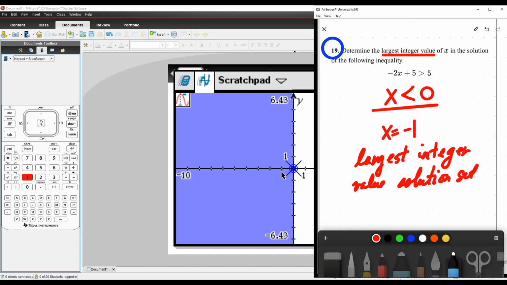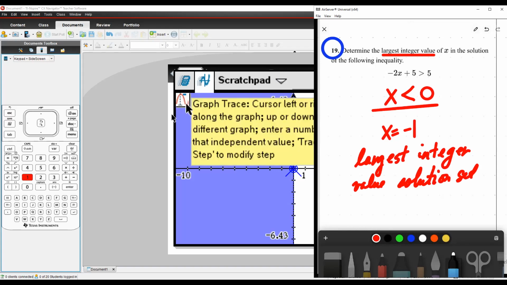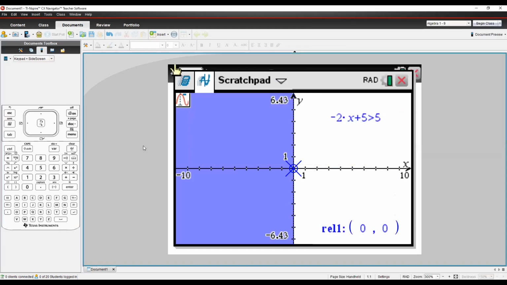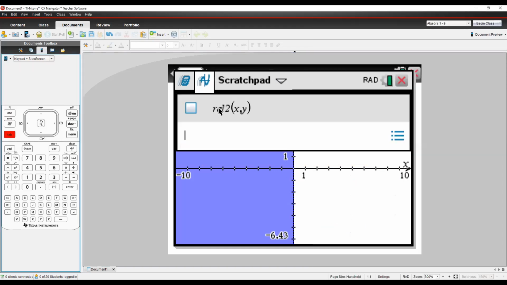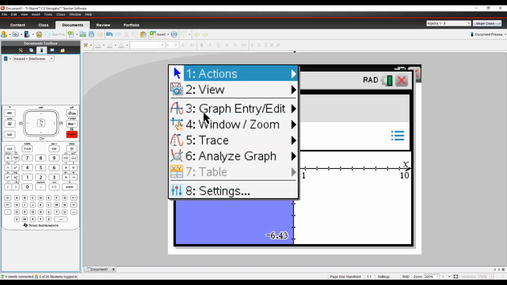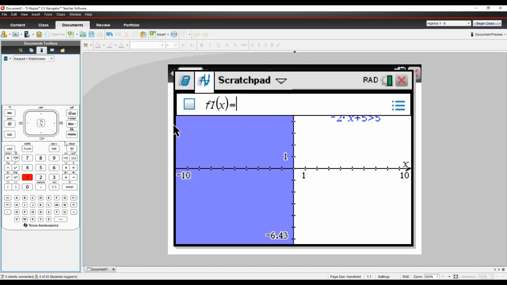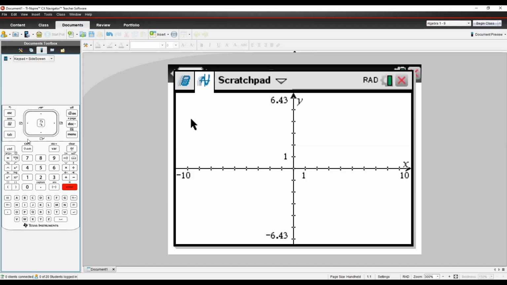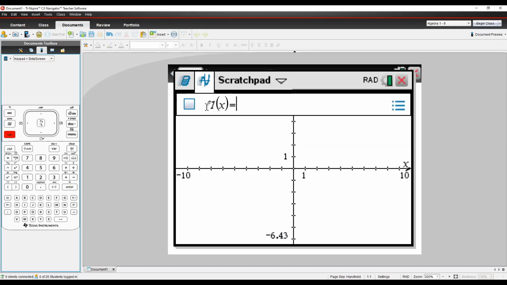That's it, guys. So now, let me recap. The only thing you have to do that's different is you always have to put this in relation mode. Let me do menu 14 so I can get rid of this real quick. Generally, when you press the tab key, you're going to be in function mode, but we want to be in relation mode when we're graphing inequalities.